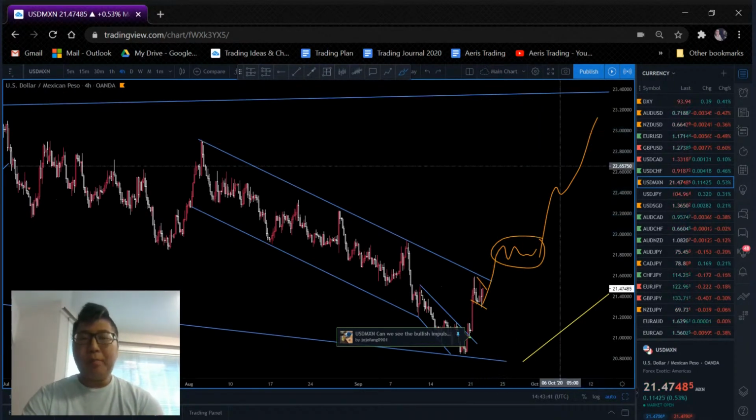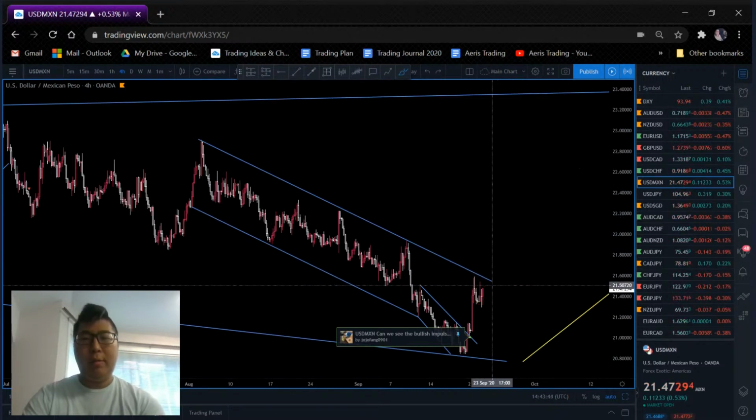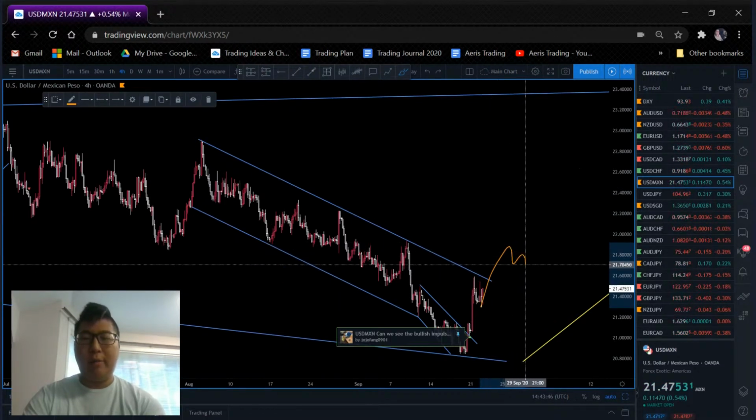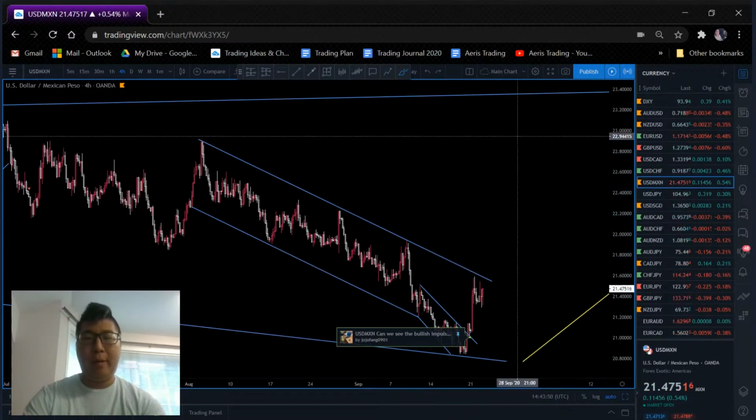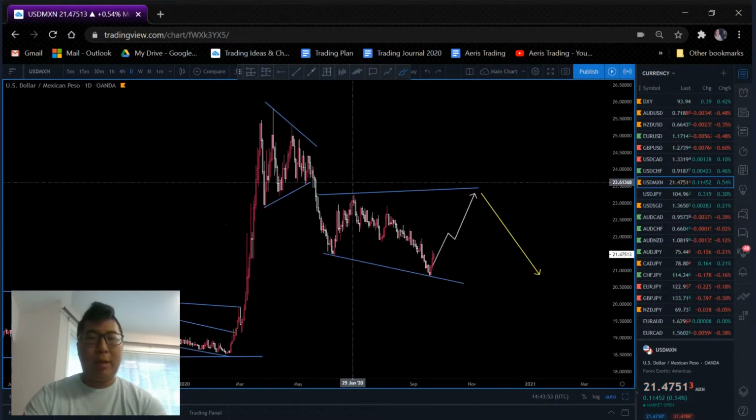So what I want to see now is just a little bit more clear breakout, a clear kind of continuation correction on the lower time frame, and look for the buy. Okay. And looking back to the daily, this is the higher time frame.